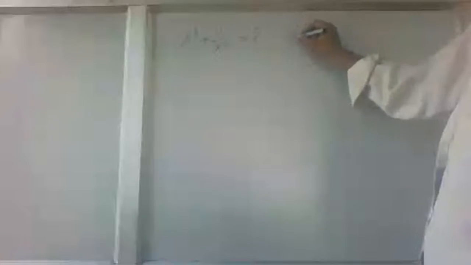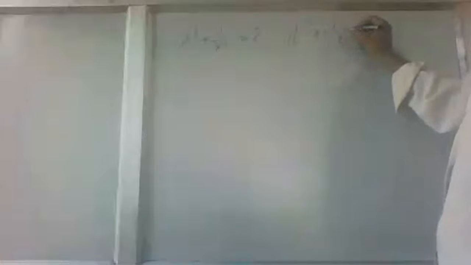This is a very important question. Find the value of x cube plus 1 upon x cube, if x plus 1 upon x is equal to minus 1, and x minus 1 upon x is equal to root 5. This is given, and this has to be found out.